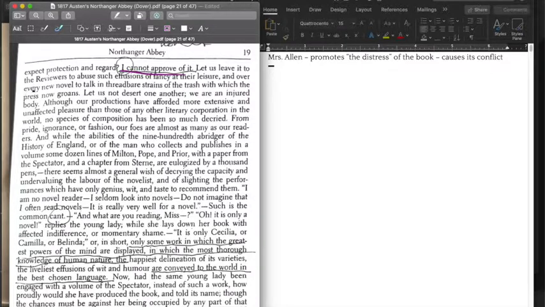"Let us leave it to the reviewers to abuse such effusions of fancy at their leisure, and over every new novel to talk in threadbare strains of the trash with which the press now groans." This is her to other novelists. "Let us not desert one another. We are an injured body." See, people are mean about novelists, right? "Although our productions have afforded more extensive and unaffected pleasures than those of any other literary corporation in the world."